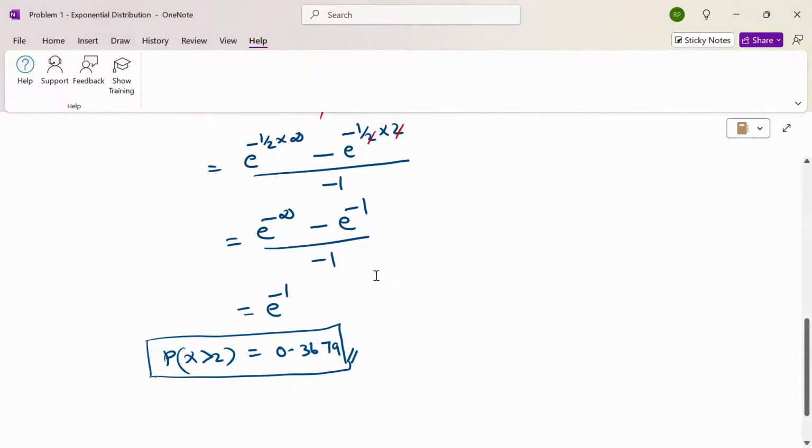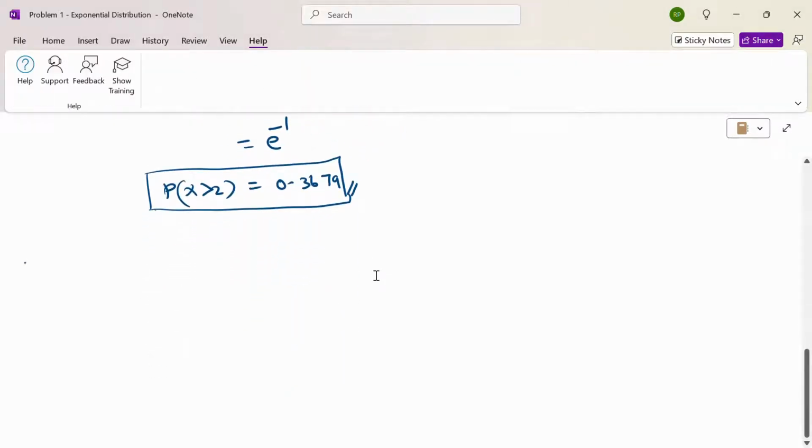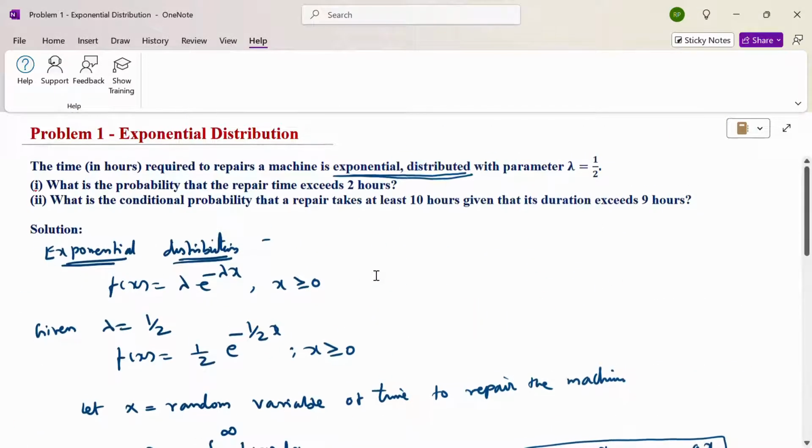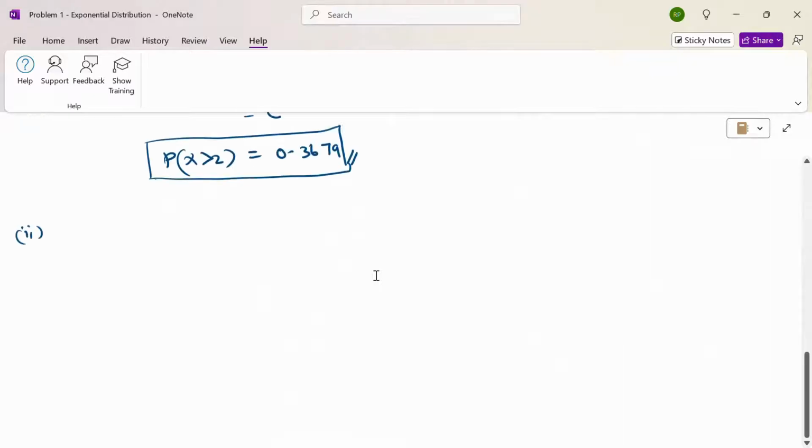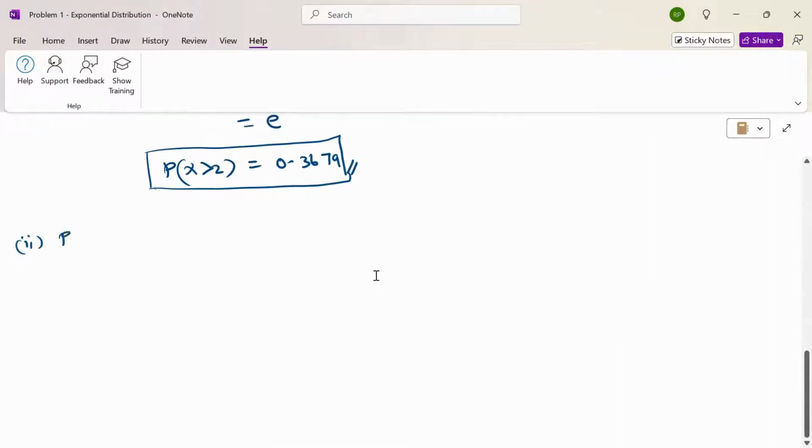And the second question, next question. What is the conditional probability that the repair takes at least 10 hours given that its duration exceeds 9 hours? So the question is x greater than 10, given that x greater than 9.